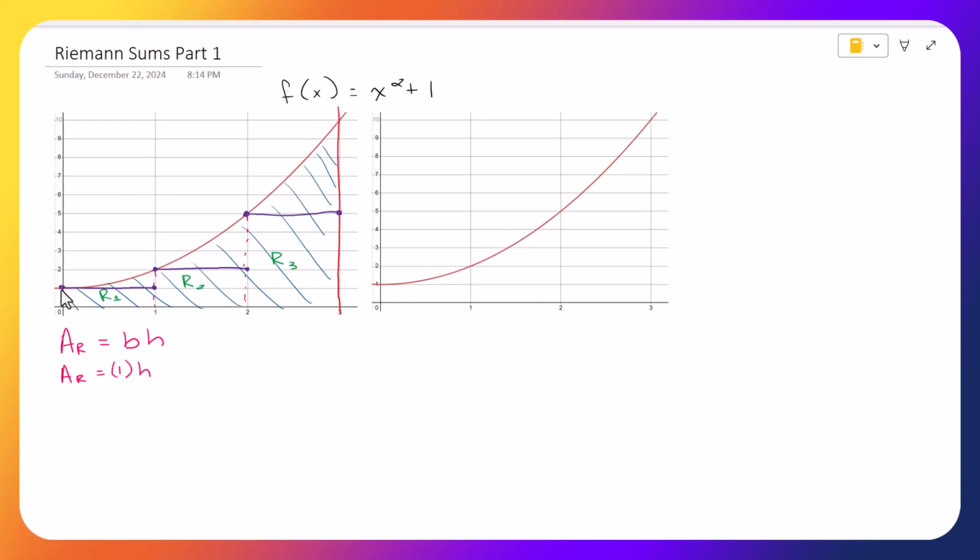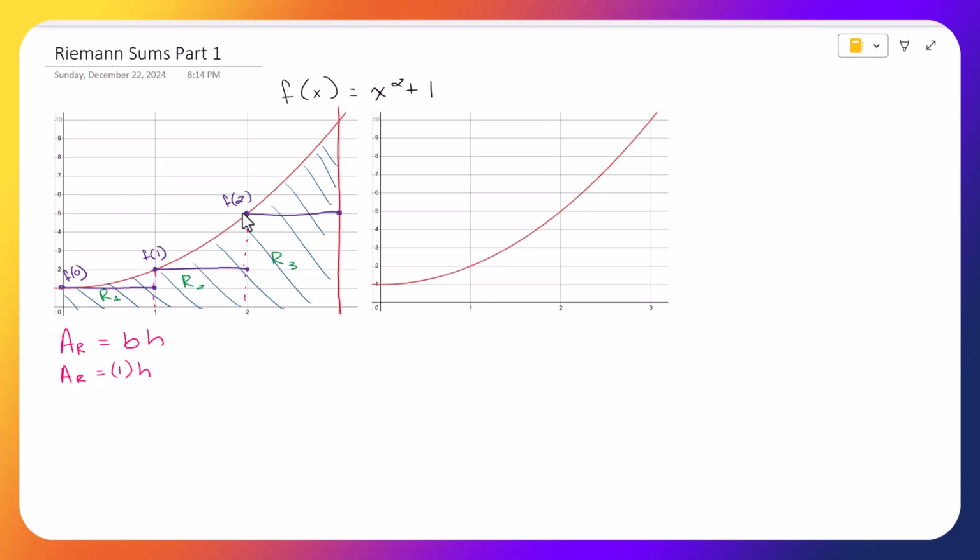Well, we started at the left side of this. So what is this value right here? Well, this is going to be our function value at 0. And then if we go here, it's going to be our function value at 1. And then we go here, and it's our function value at 2. So we have 3 rectangles.